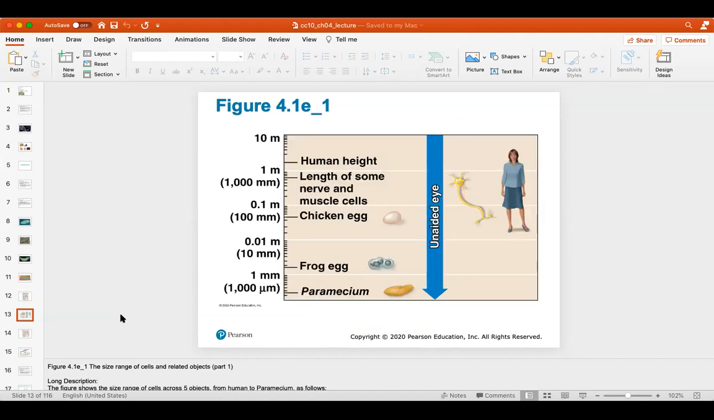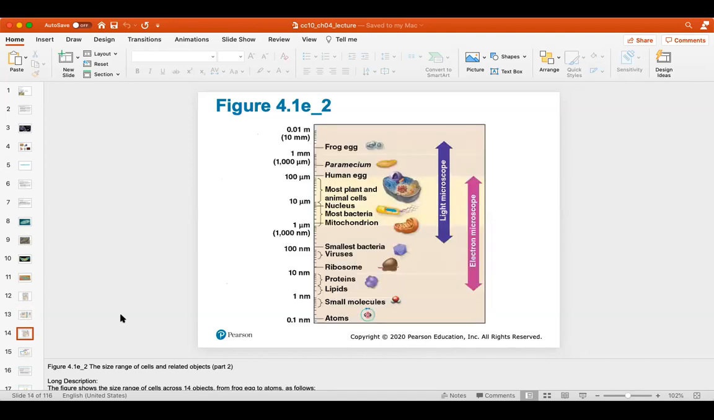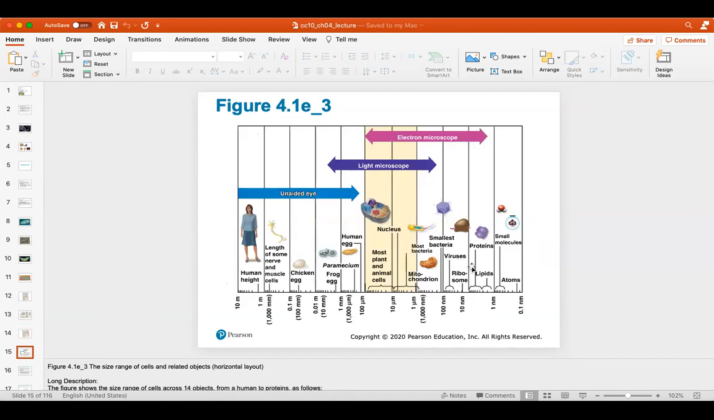So this is just a zoomed in version of the graph. So the things we can see with the unaided eye, so meaning without a microscope. And then a more kind of zoomed in version of the rest of the chart. Again, things we can see with the light microscope, which again is the type of microscope that we would have in lab and school. And then the electron microscope gives us a little more detail. Just another look at the chart, the size range of cells and related objects in a horizontal layout. So again, feel free to pause the lecture recording at any time to take your own notes and look at this more in depth.